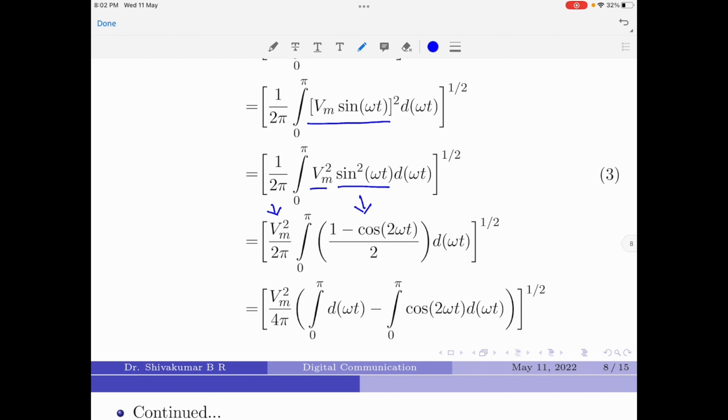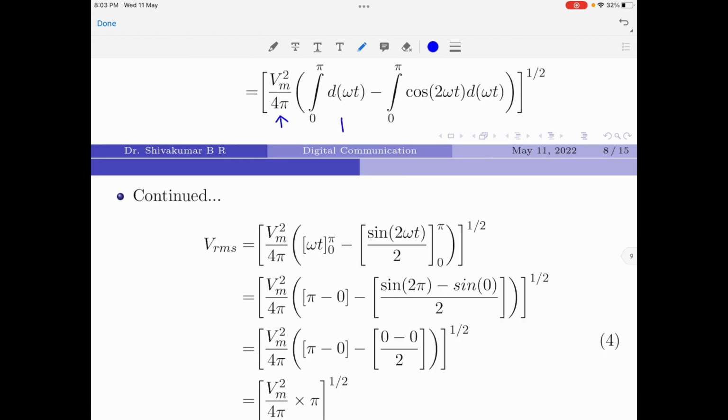The rest of the elements of the equation are retained as it is. Now I will take this 2 to this point here. Therefore, in my next equation, the constant term would be Vm square divided by 4 pi. Following that, we have integral 0 to pi d omega t minus integral 0 to pi cos 2 omega t d omega t, whole to the power 1 by 2.